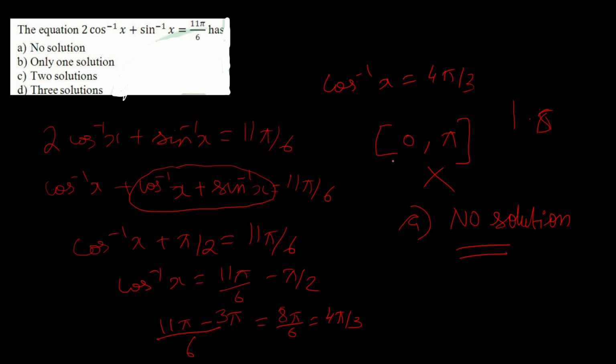Okay, why did it become no solution? Because the range of cos inverse x is the closed interval 0 to pi, which means it can't cross pi. Here we can see it is crossing pi. It's becoming 1 point something pi. So the answer is no solution. I gave you time to solve to check how many people get it wrong. Okay, instead of wasting more time, let's go to the next question.